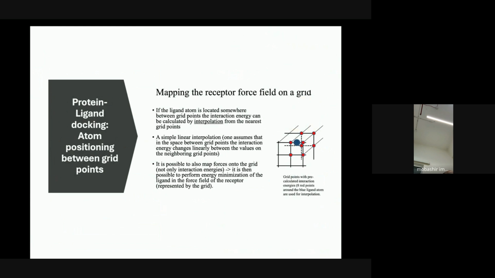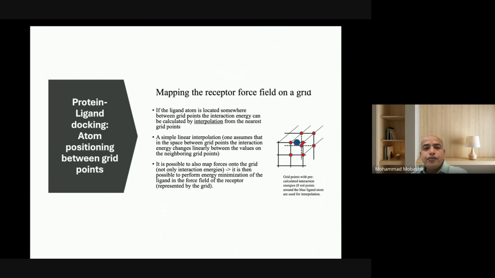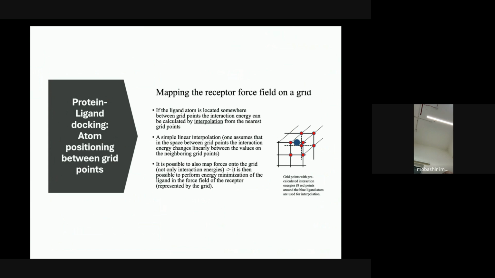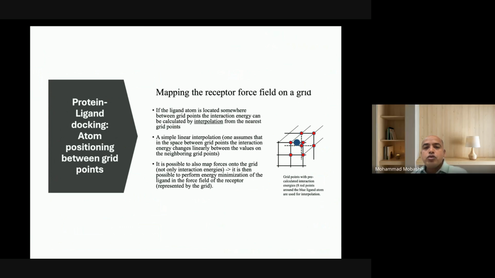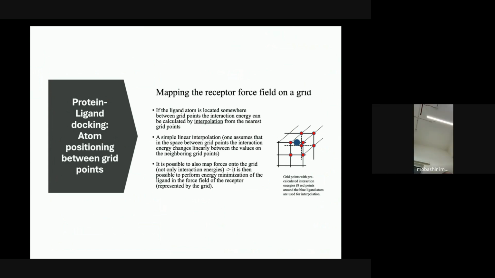Mapping the force field. Now, if the ligand atom is located somewhere between the grid points, the interaction energy can be calculated by interpolation from the nearest grid points. A simple linear interpolation is enough for this purpose, where one assumes that in the space between the grid points, the interaction energy changes linearly between the values on the neighboring grid points. It is also possible to map forces on the grid. It is then possible to perform energy minimization of the ligand in the force field of the receptor.